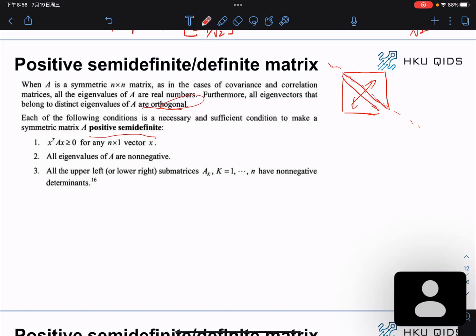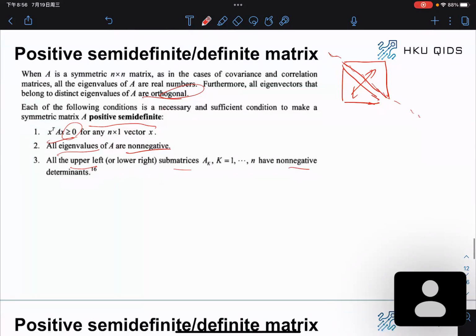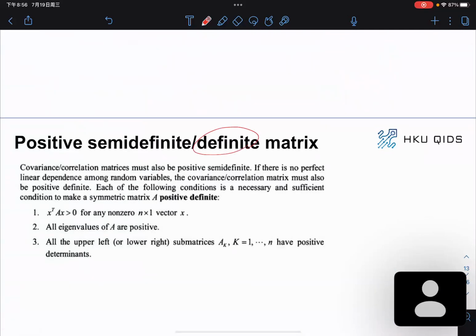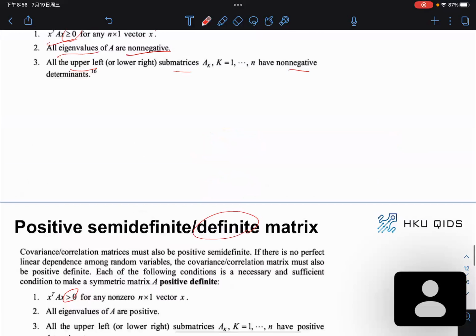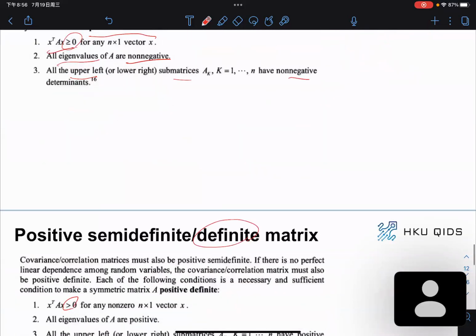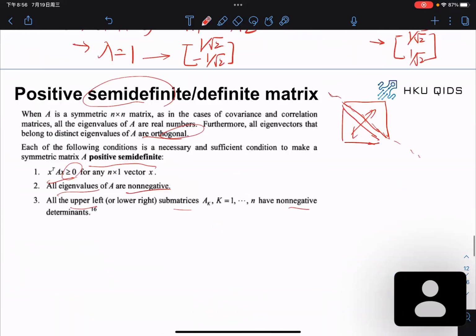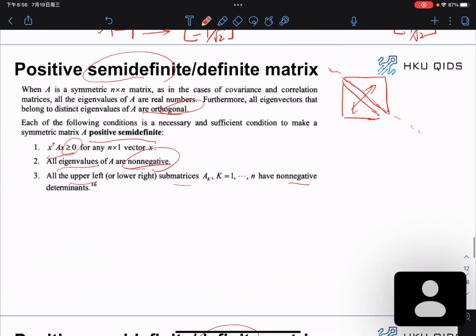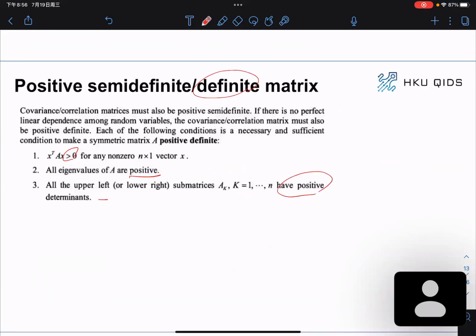So in that case, x^T A x should be larger than or equal to 0 for all vectors x. And all eigenvalues are non-negative, and all the upper left submatrices have non-negative determinants. And let's just compare this semi-definite with the definition of the definite matrix. With this one, it's changing from larger than or equal to only larger than, okay? And this one is from non-negative to positive. And the third one is also from non-negative to positive. And all other parts are the same.